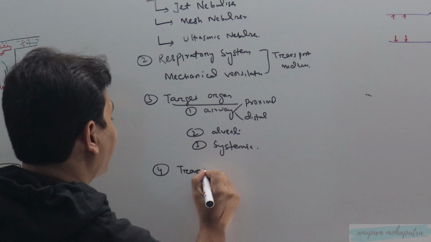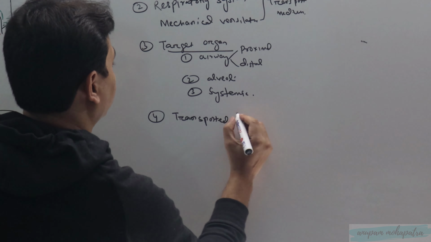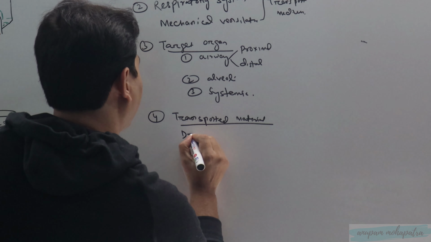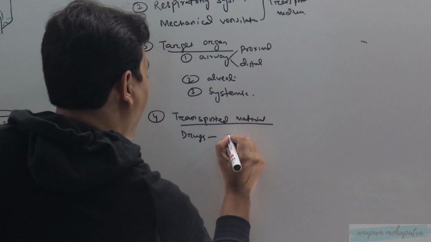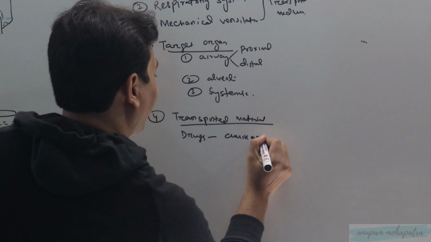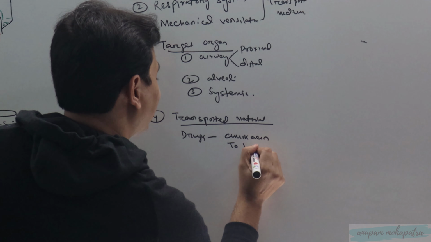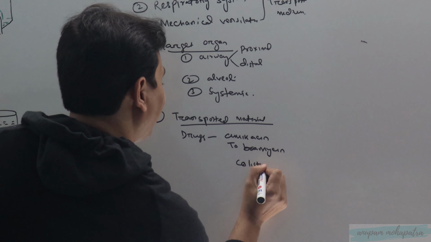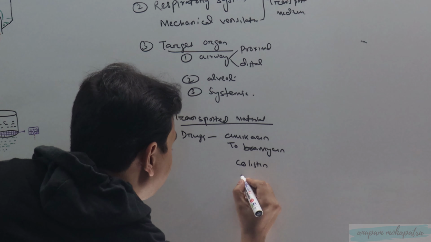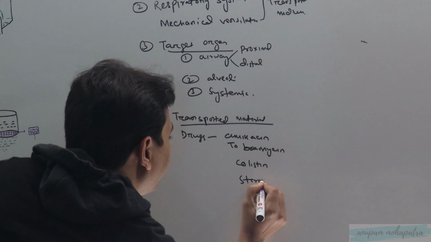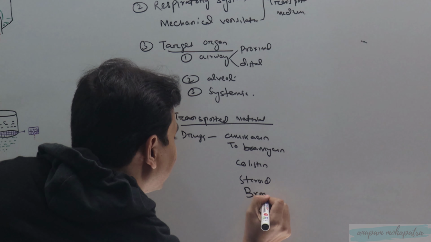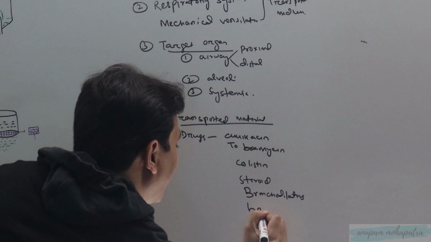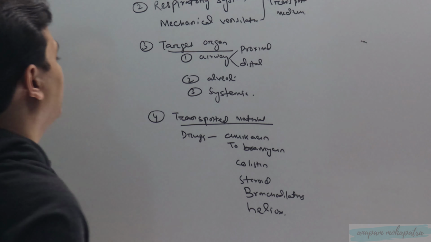Now, what is the transported material? Are there drugs that we send? We usually use amikacin, tobramycin, colistin. Of course, we use steroids, bronchodilators, or definitely we use Heliox also, right?